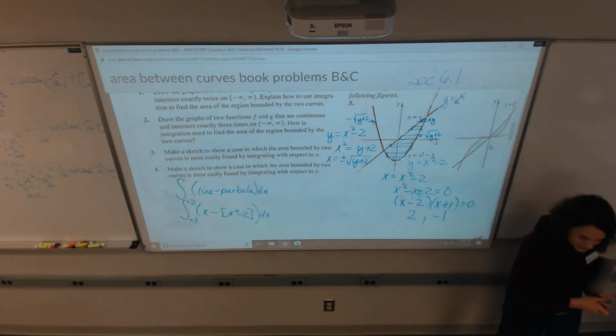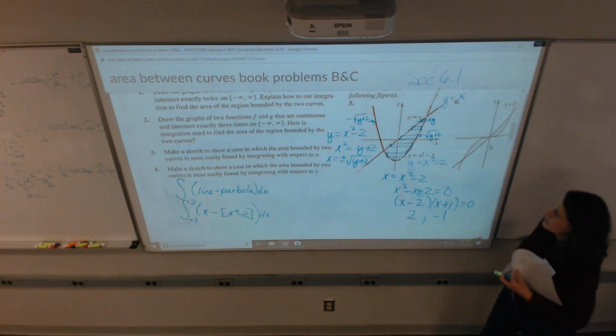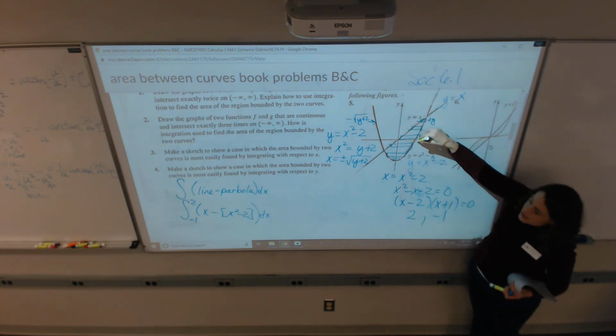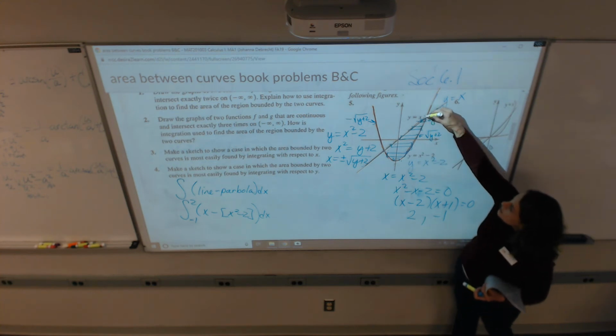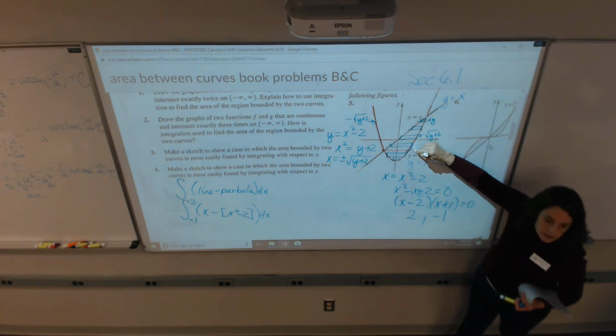I have to split it. Why do I have to split? Because they're two different area sections. I always have the right side of the parabola on the right. On the left, I have the line until I get to right here. And what happens right there?